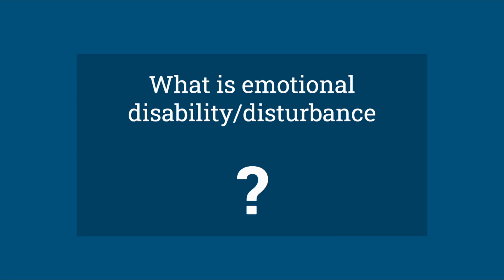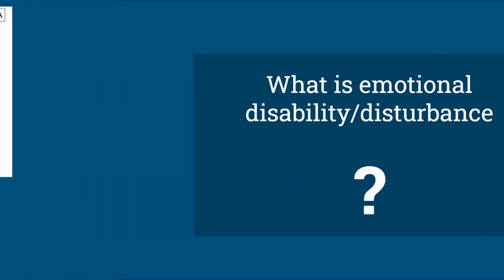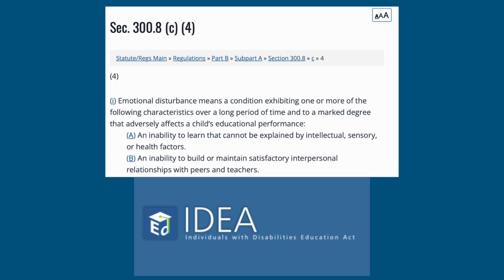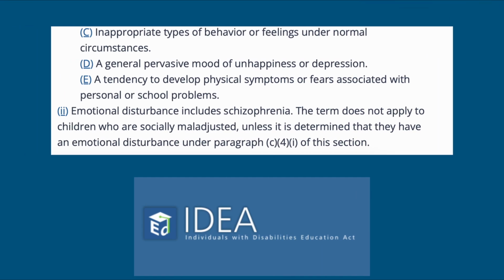Section 300.8(c)(4) of the Individuals with Disabilities Education Act defines it as such. A condition exhibiting one or more of the following over a long period of time and marked to a degree that adversely affects a child's educational performance: an inability to learn that cannot be explained by intellectual, sensory, or health factors; an inability to build or maintain satisfactory interpersonal relationships with peers and teachers; inappropriate types of behavior or feelings under normal circumstances; a general pervasive mood of unhappiness or depression; a tendency to develop physical symptoms or fears associated with personal or school problems.